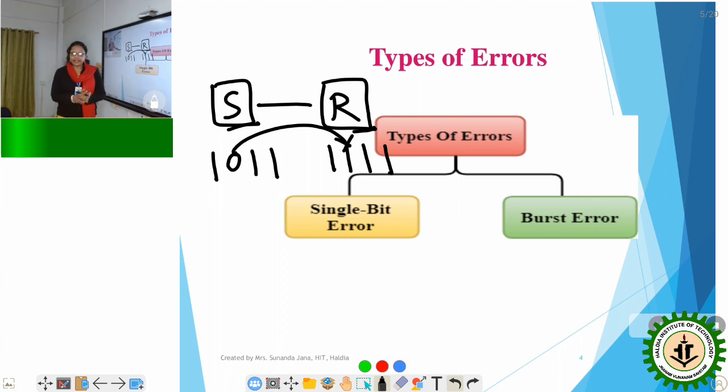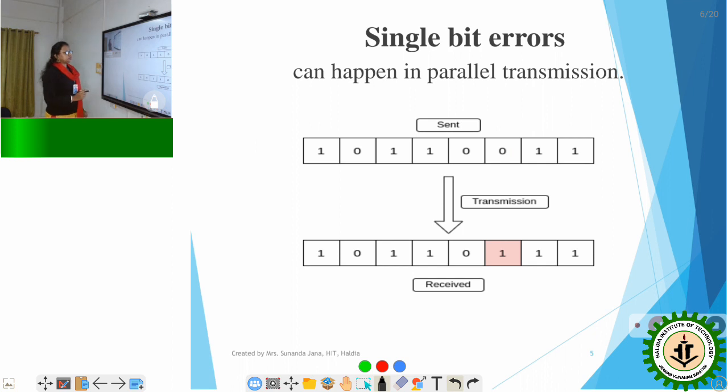Now, types of error. There are mainly two types of error during data communication. One is single bit error, another is burst error. Now coming to single bit error. This is my sender side data. The sender is sending the data 10110011. But when the receiver is receiving the data, here you can find out that 0 has changed to 1. So the received data is not the original data which the sender has sent. As you can observe here, the change has happened in only a single bit, this is called single bit error.